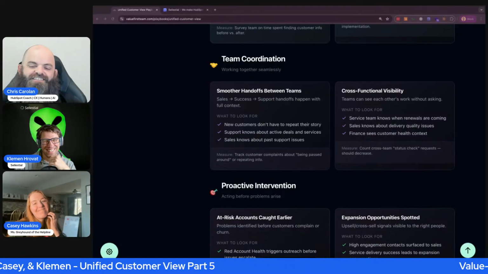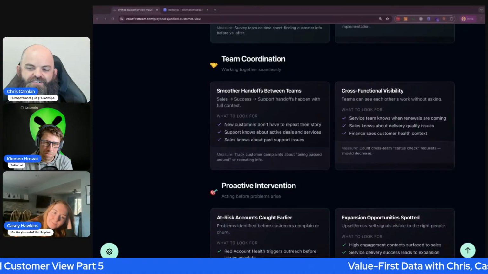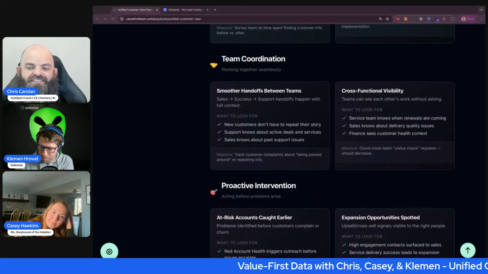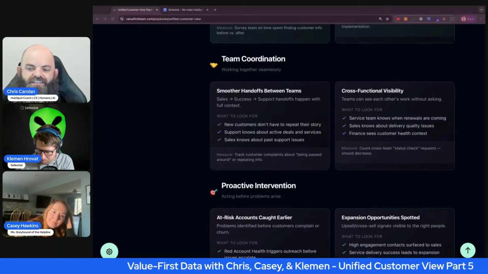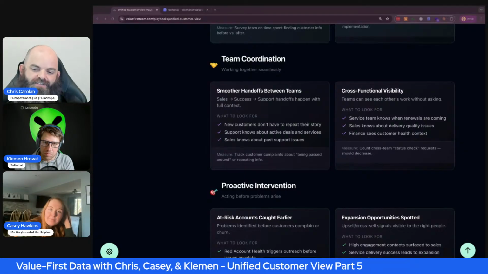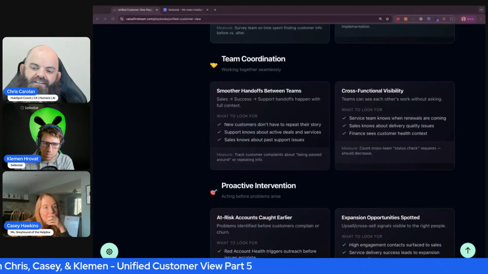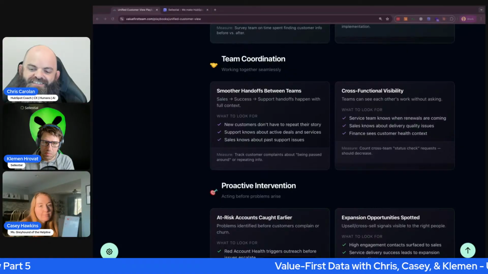5 tickets. This very much relates to this next one, cross-functional visibility. A lot of the reason handoffs are easier is when teams can see each other's work without asking. Again, it comes back to transparency. What to look for: service team knows when renewals are coming. Sales knows about delivery quality issues. Finance sees customer health context.